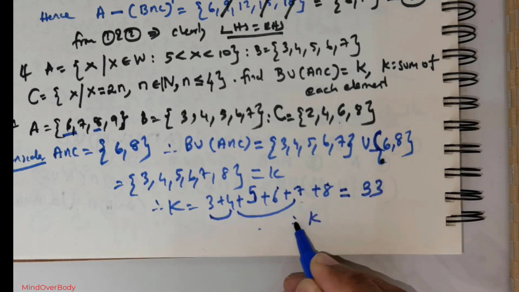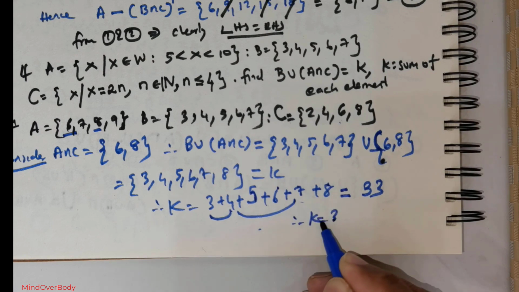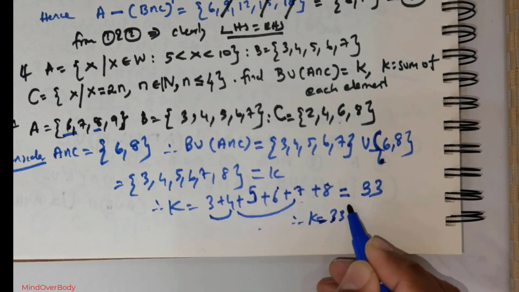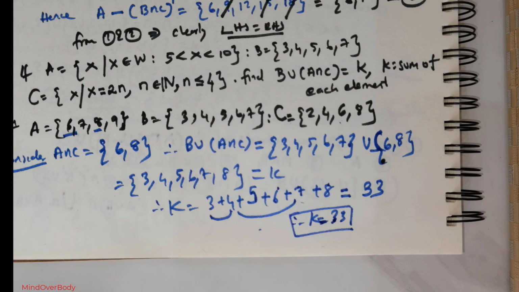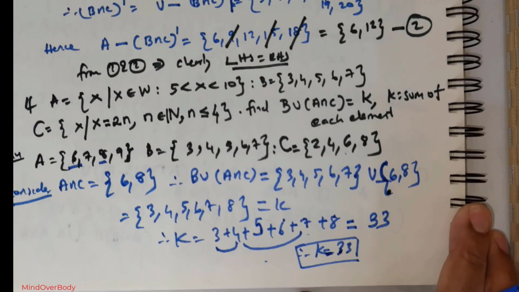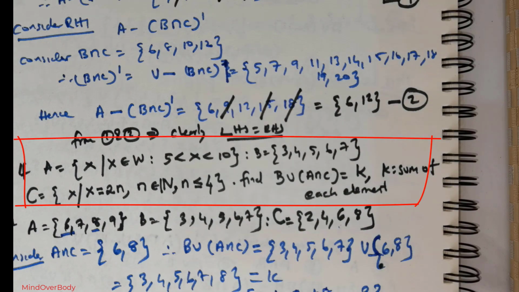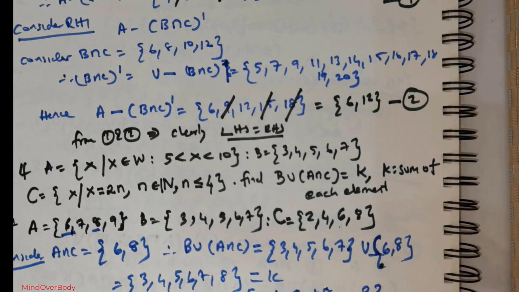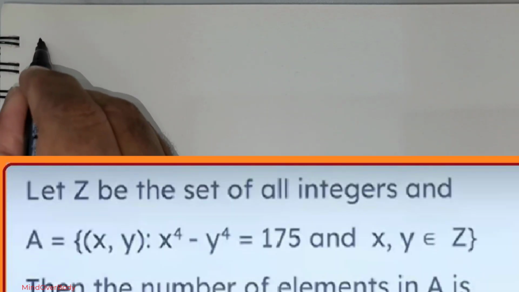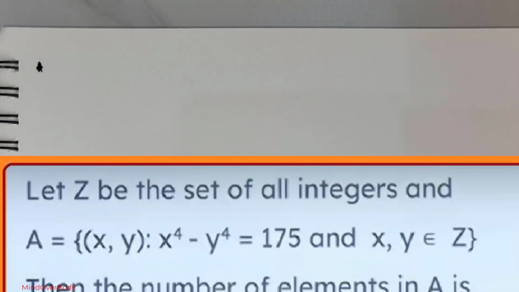So this is the value of k. K is equal to 33. Now this question looks easy to work, but the main problem will come in understanding the question. So that's an important part of this particular problem. To do this question, students, the question is stated as follows.